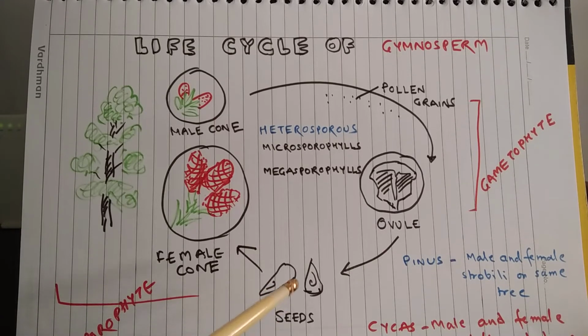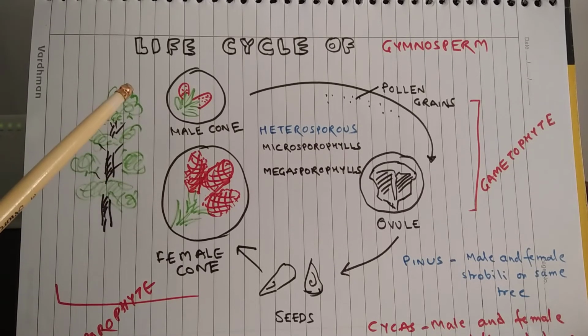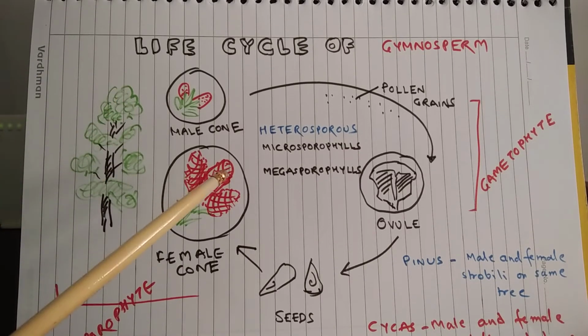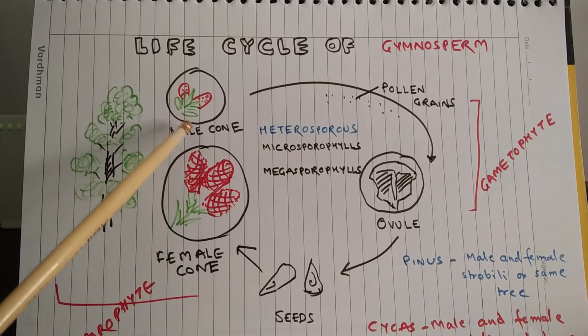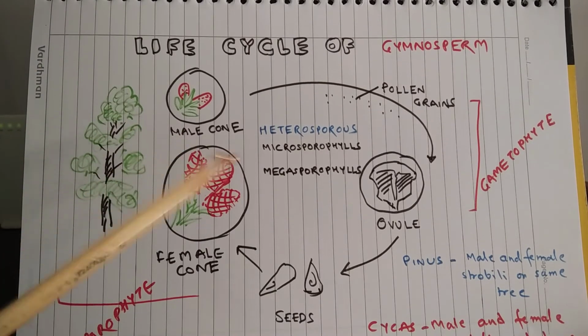But in case of gymnosperm and even in case of angiosperm, gametophyte is not a dominant phase, sporophyte is a dominant phase, and gametophyte does not live independently. Now, this is the sporophyte phase with diploid ploidy, that is 2n. The leaves of the tree or a sporophyte make a special structure. They transform into male strobili or female strobili, or you can say male cone or female cone.